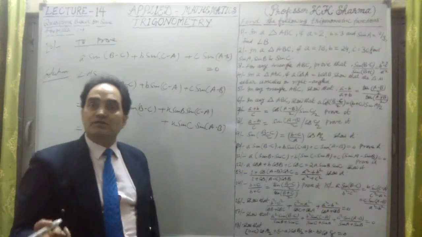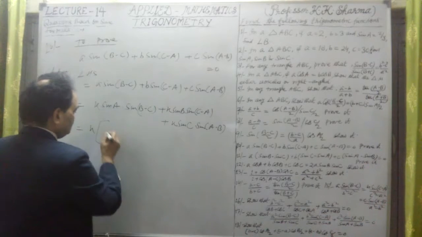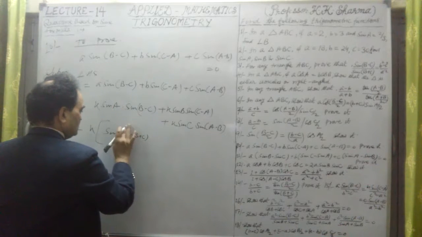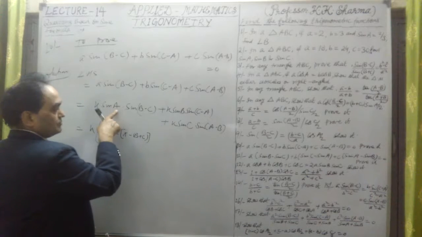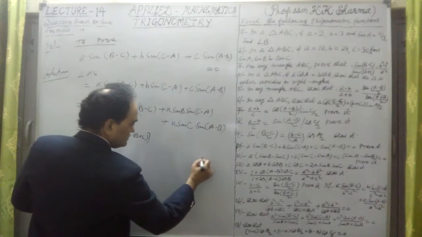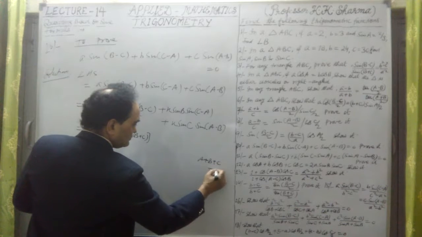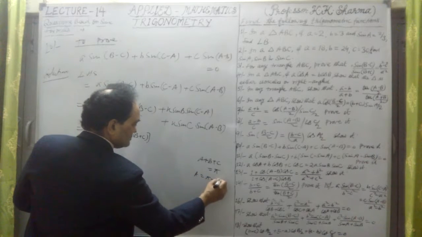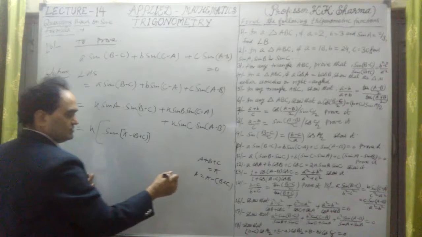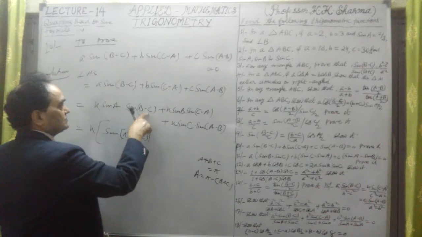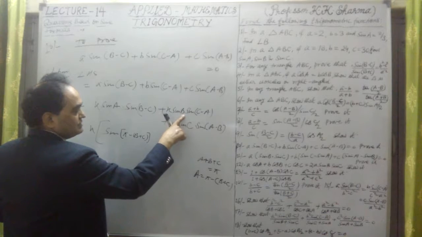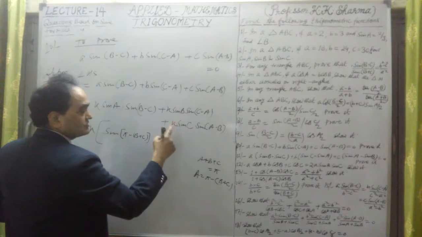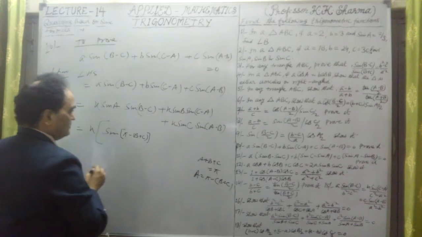Now sine A, A means pi minus B plus C. Here we can write it as sine pi minus B plus C. In place of A, we can substitute, since A plus B plus C is equal to pi, therefore A is equal to pi minus B plus C. In this way, we can find the respective values. In place of B, we can write pi minus C plus A. C means pi minus A plus B.